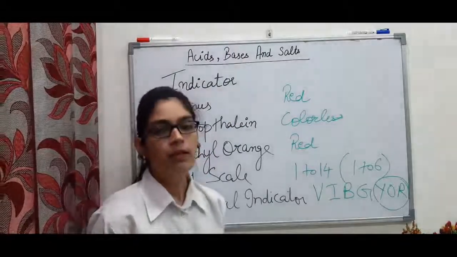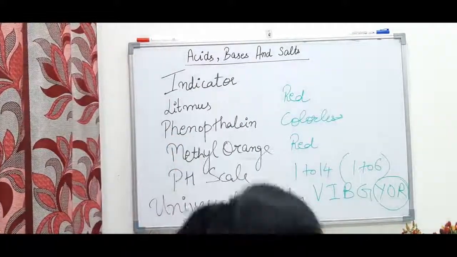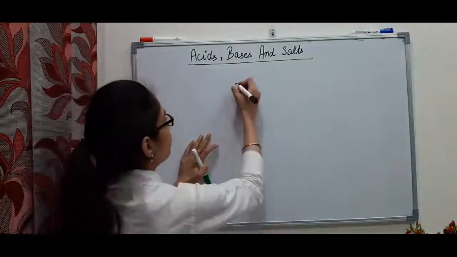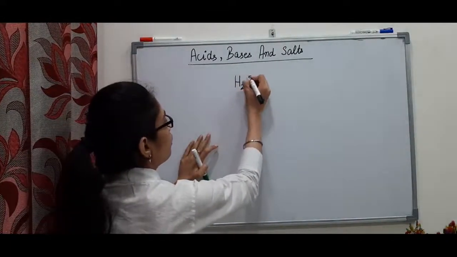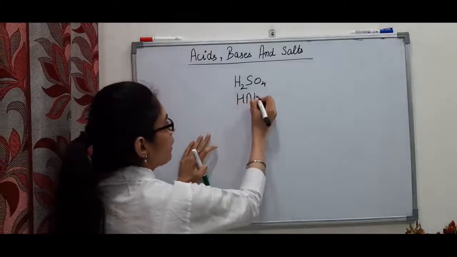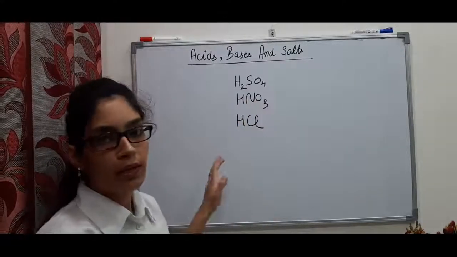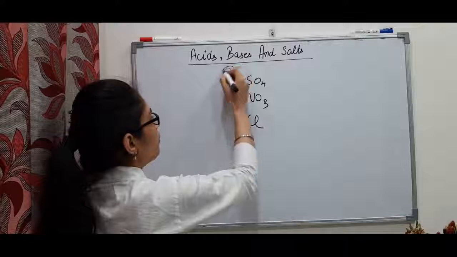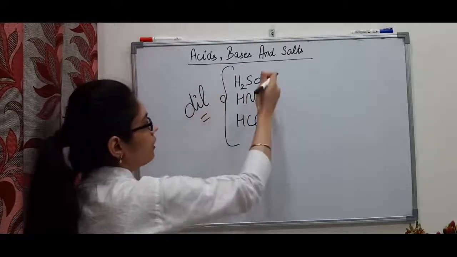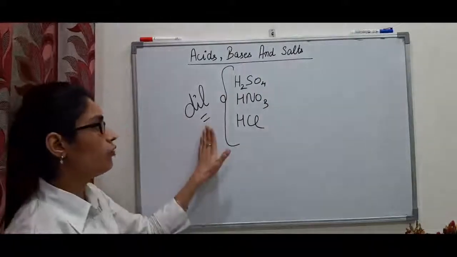Now let's talk about some chemical properties of an acid. Before doing properties, I want you to understand that we will use only these acids: sulfuric acid, nitric acid, and hydrochloric acid. If we are doing any chemical reaction, we will use all three acids, sulfuric acid, nitric acid, hydrochloric acid, in dilute form.